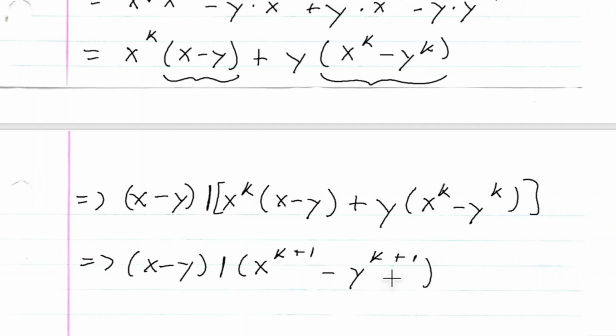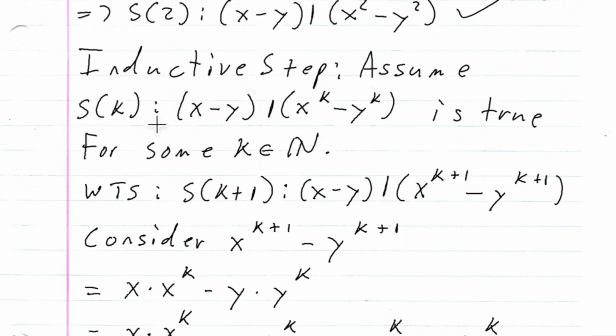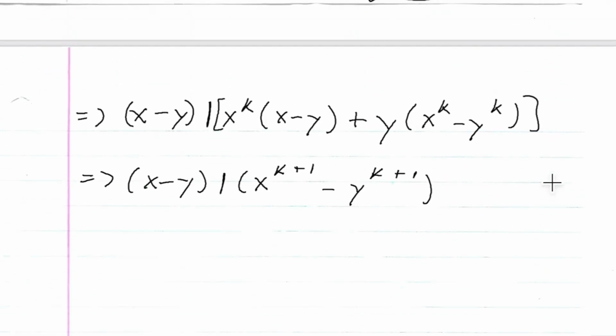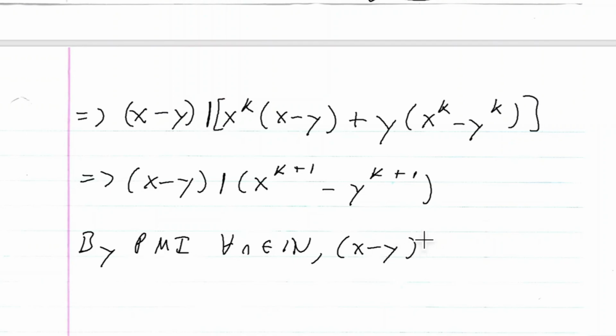So we've shown that assuming that x minus y divides x to the k minus y to the k, we can show that x minus y divides the next one, right? It divides x to the k plus 1 minus y to the k plus 1, and that is what we set out to do. So by PMI, we know that for every n contained in the natural numbers, x minus y divides x to the n minus y to the n. And that is our proof.